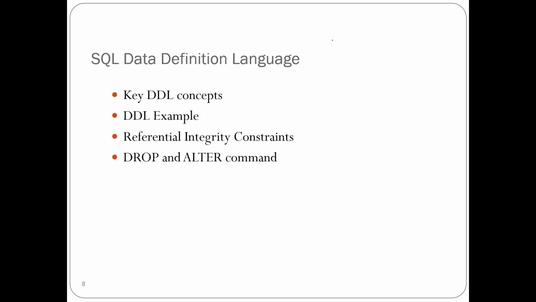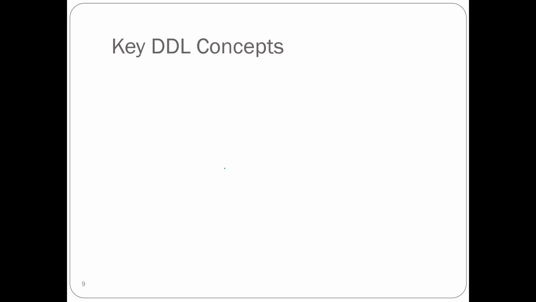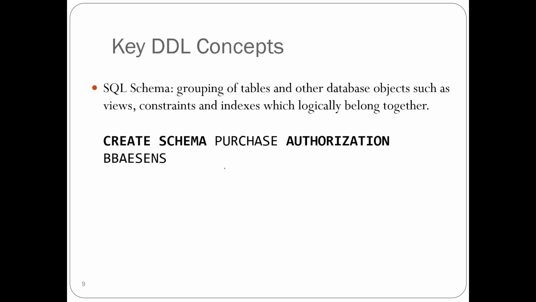Okay, good. Now we will look at the data definition language part, which we call DDL in short. We will look at the key concepts of DDL, look at some examples of DDL, and then we will look at the referential integrity constraint, which is a very important concept and is related to relationships. Finally, we will look at the drop and alter commands in SQL. So let's start with the key DDL concepts. The first thing here is the concept of schema, the SQL schema. It's an important definition.